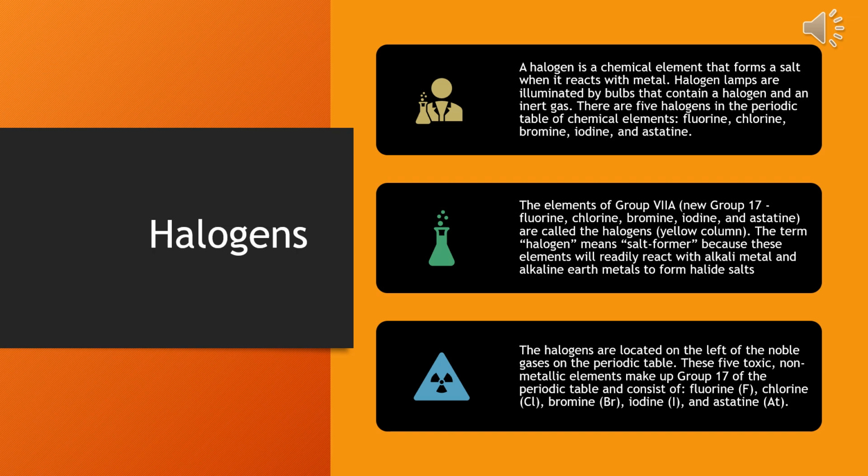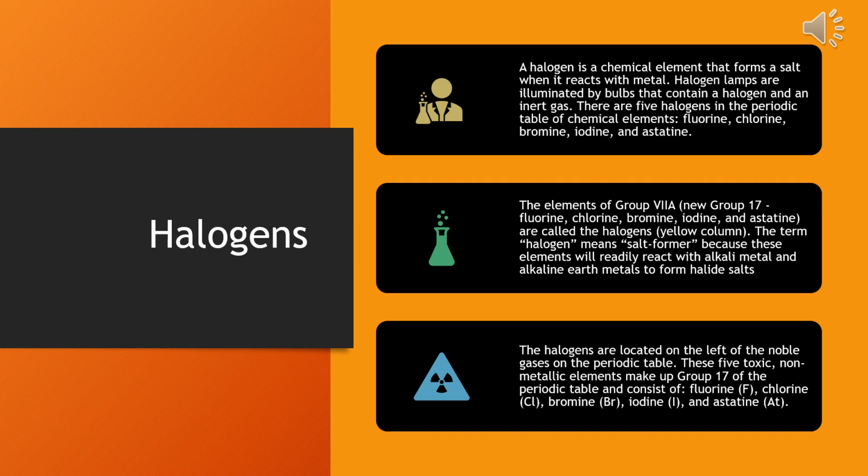Halogens. A halogen is a chemical element that forms a salt when it reacts with metal. Halogen lamps are illuminated by bulbs that contain a halogen and an inert gas. There are 5 halogens in the periodic table of chemical elements: fluorine, chlorine, bromine, iodine, and astatine.